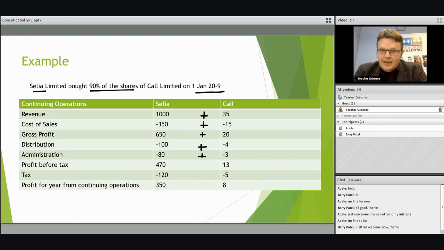So if we just do that, we add all these together, that will give us our profit for the whole, so the parent and the subsidiary. Okay? So we just add that, and that, and that.